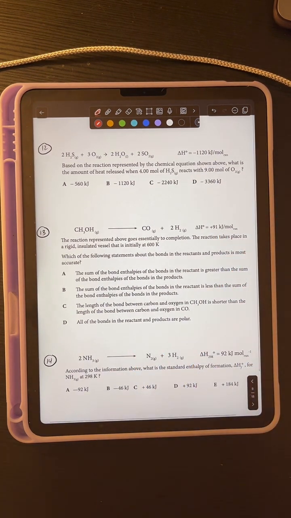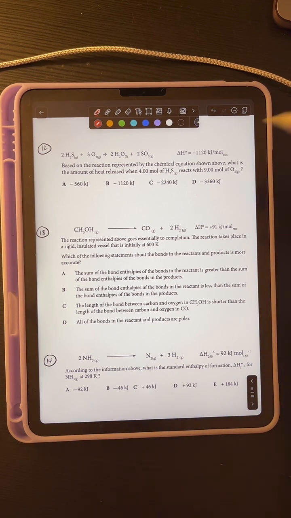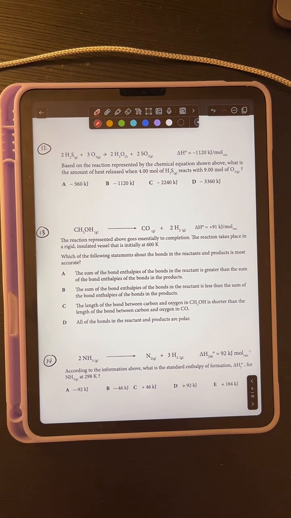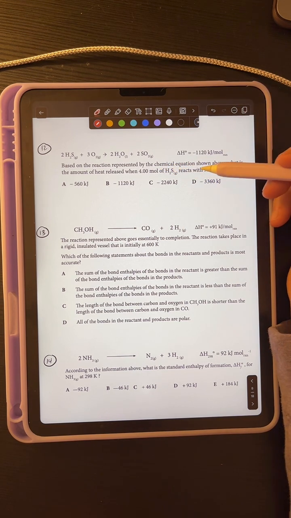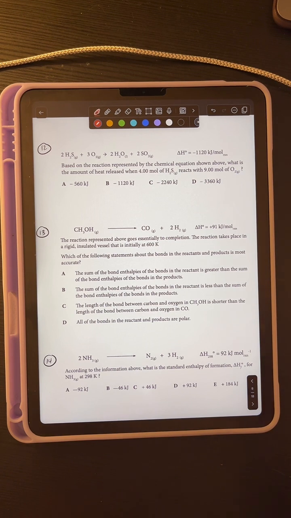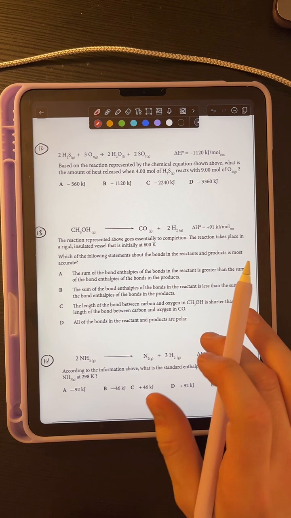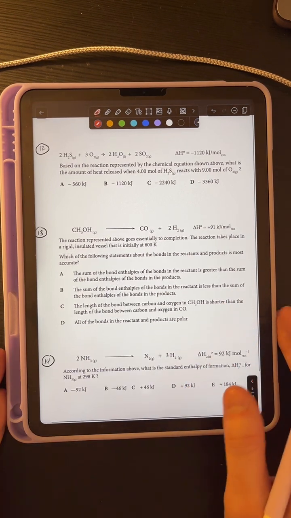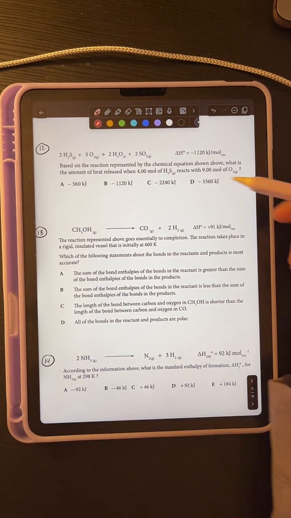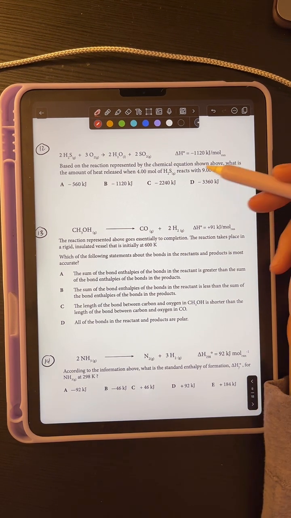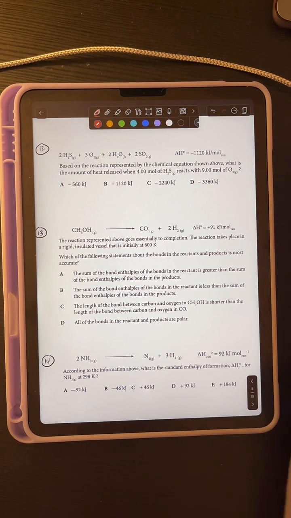All right, let's go on to number 12. Number 12. Based on the reaction represented by the chemical equation shown above, so we have this chemical equation here, what is the amount of heat released when 4 moles of H2S reacts with 9 moles of O2? So this is bringing in another unit as well. And this is where we're going to talk a little bit about limiting reactants.